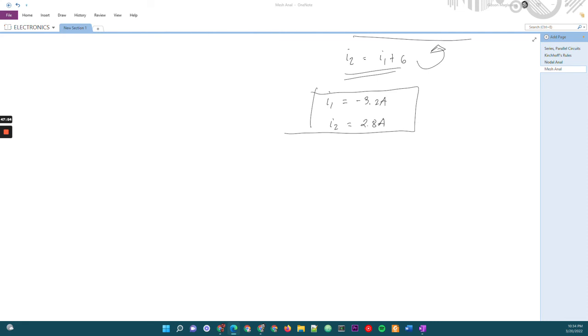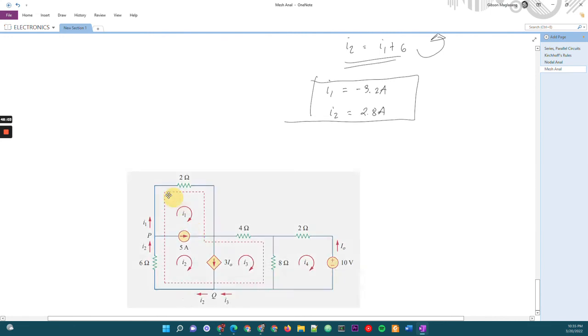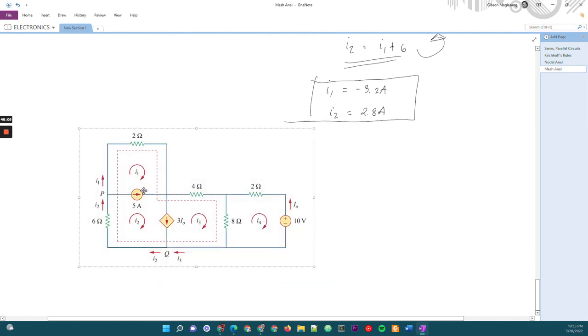Okay? So another example, if you take a look at this circuit. Take note, we have two current sources. So we would have a super mesh for this division and this division. But since it can be treated as one big super mesh, okay, it encompasses this boundary. So we have one super mesh here.